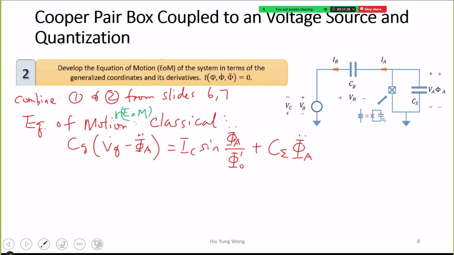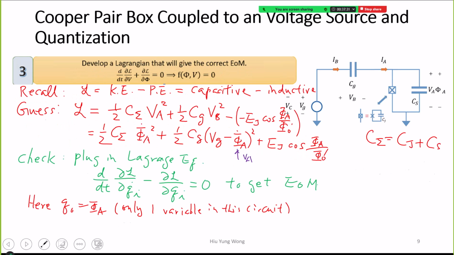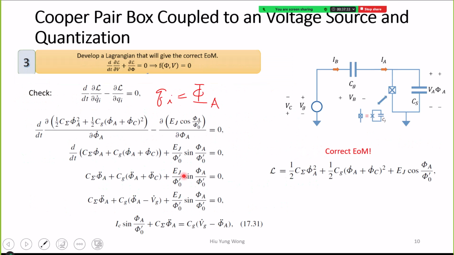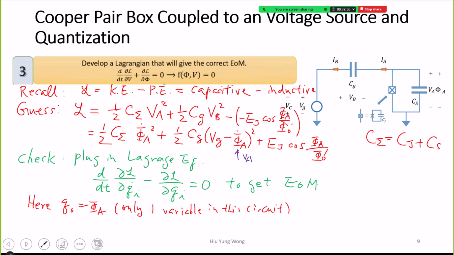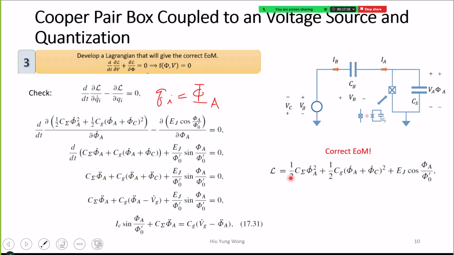And then if we keep developing, doesn't matter. So when you have Vg, you should have one less dot, right? Because the first derivative of flux equal to Vg, right? So here I just changed the variable. So from second derivative, go back to first derivative. Then you rearrange, you get this equation. And this equation is exactly the same as this one. Right? So then we say, yes, this is the correct Lagrangian.